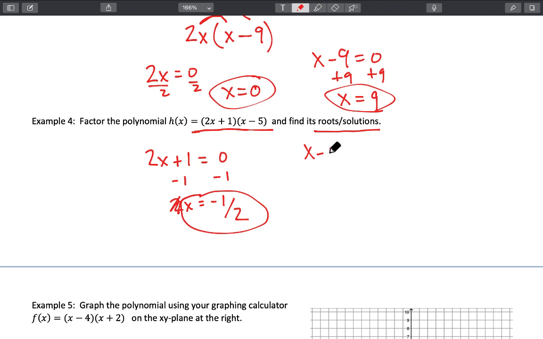Next up, I got x minus 5 equals 0. Add the 5 over, and x equals +5. The two solutions of this factored polynomial are -1/2 and 5.